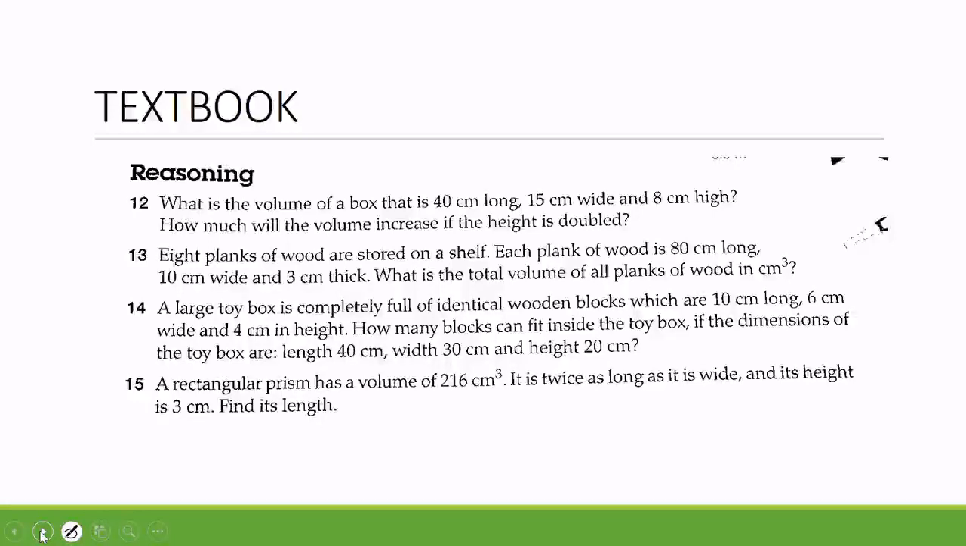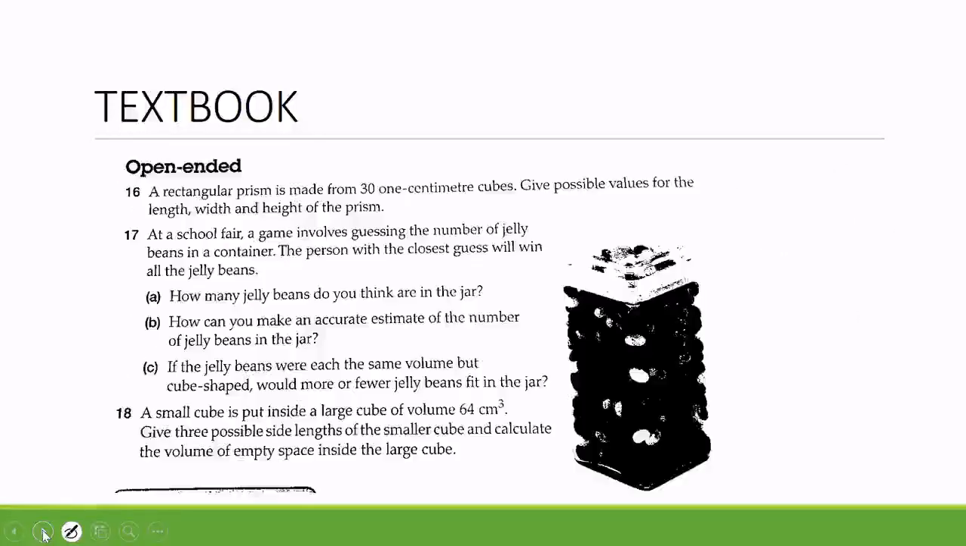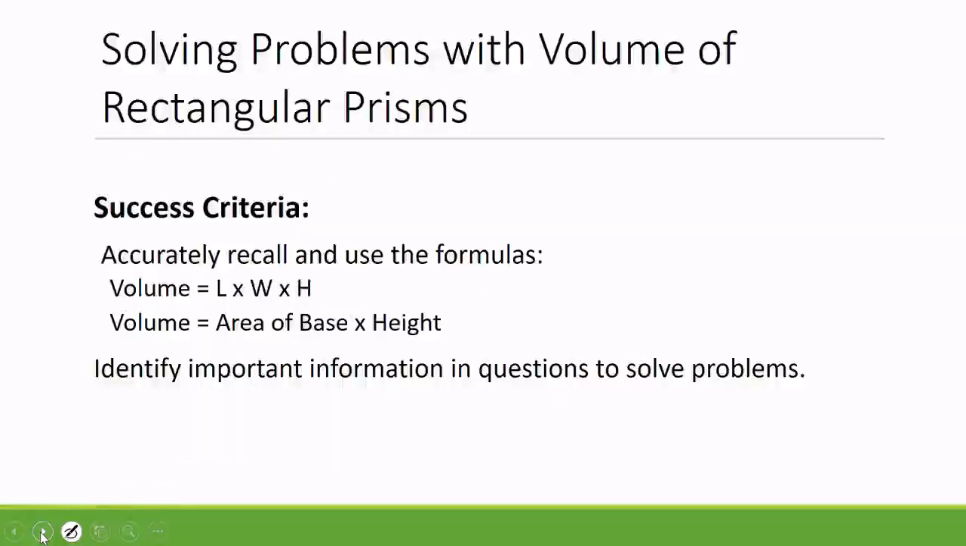There's question 12, 13, 14, and 15. You'll notice that these are called reasoning questions. And so reasoning questions means that I need a sentence answer. And then 16, 17, and 18 are a little bit trickier because they are open-ended questions. In fact, the first one there says a rectangular prism is made from 30 of those centicubes. What are some possible values for the length, the width, and the height? So there's not one single answer, there's multiple answers. And you can come up with those multiple answers, hopefully. As I said, pause on those slides if you wish to complete the questions, or you can find those questions on the class notes or as a separate document.